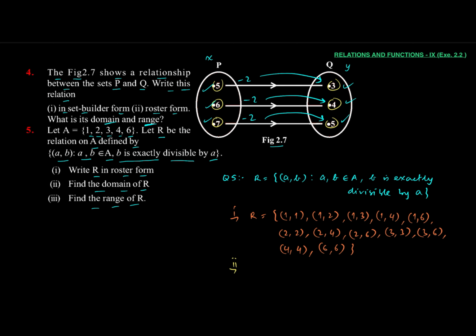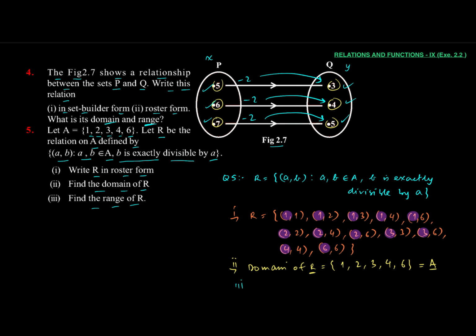Part number second, we need to find domain of R. Here again we know that domain, it is the set of all first elements of ordered pairs. So this set will be having elements as 1, 2, 3, 4 and 6. As repetition is not allowed, so each element will be written only once. Here one can observe that these are the elements of set A. So here domain of R is the set A itself.